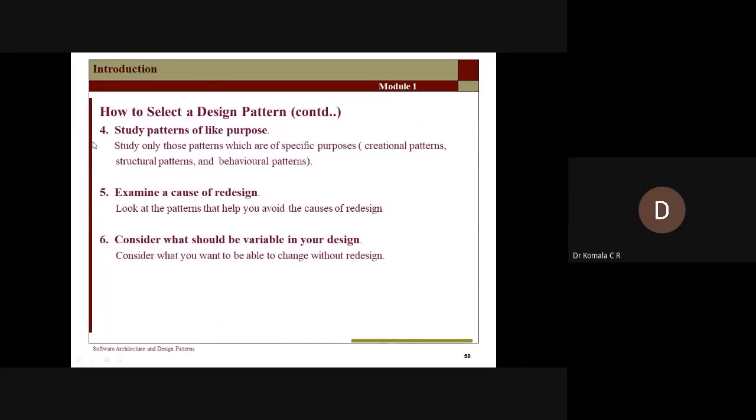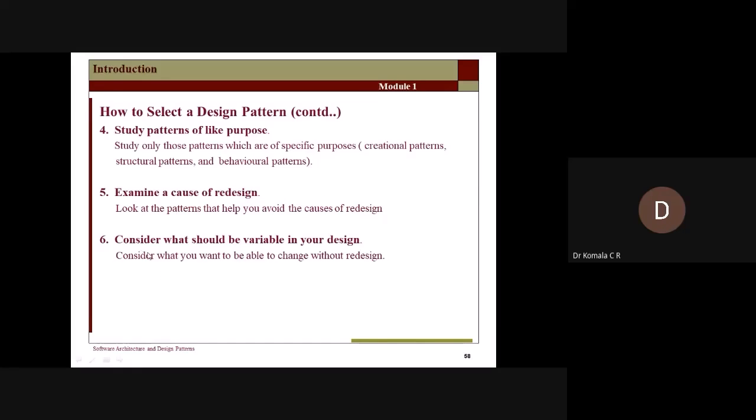So under the 4th one, you are going to check which are all the different patterns. Different pattern names come under creational patterns, structural patterns and behavioral patterns. Is that clear? Coming to the 5th one, here you are going to examine the causes of redesign. Last class we were discussing that if you go for static approach, then there may be chances of redesign. Redesign is required in future. If you go for dynamic approach, there are fewer chances of redesign. So you should look at the patterns that help you avoid the causes of redesign. That means try to go for dynamic approach rather than the static approach. That will reduce the amount of redesign.